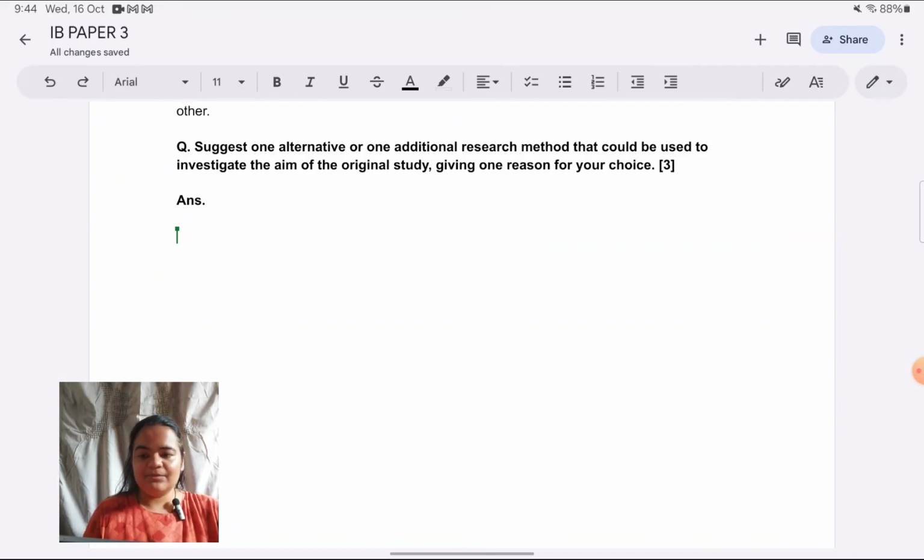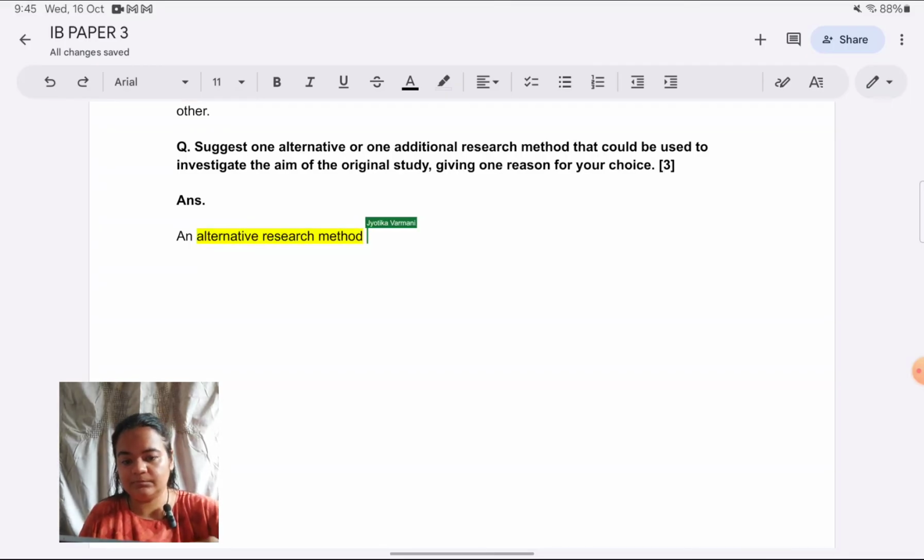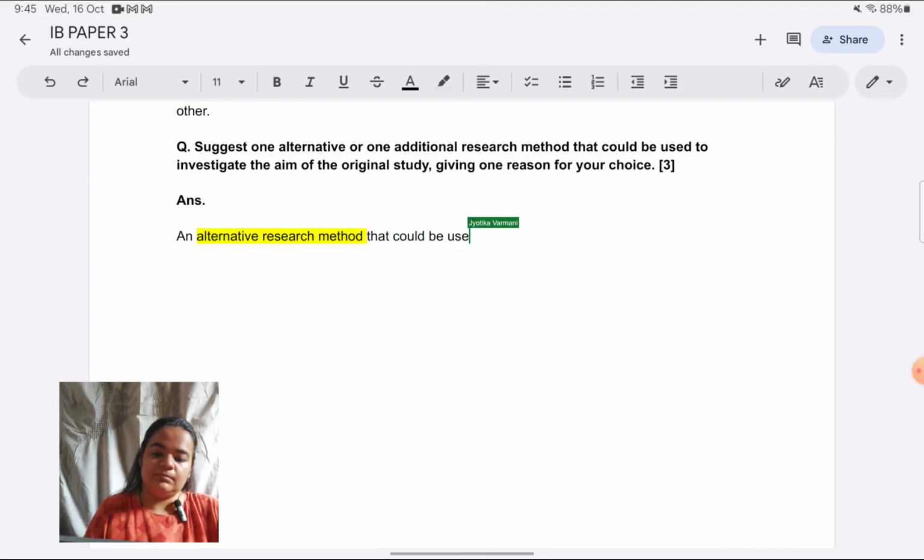Okay, here how I can phrase the answer is, and now please pay attention to this, alternative research method. I'm being very explicit that this is going to be alternative and not additional. Very, very important to specify this. An alternative research method that could be used is a field experiment.